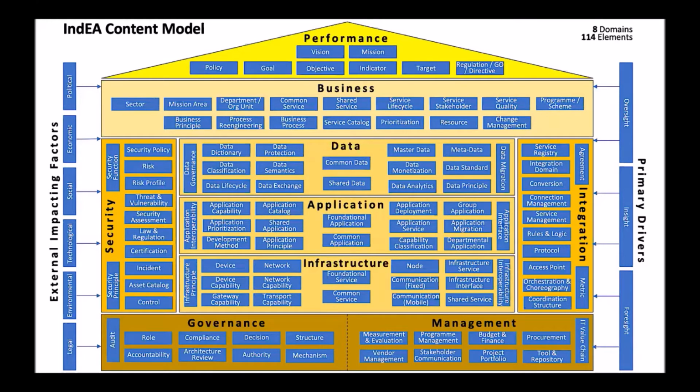Then in the business layer, it could be sectors. Sectors could be business sectors, any mission areas, your departments, your services, common services, shared services, service life cycle, and so on and so forth. So, I don't intend to go through all of the details here, but I think this slide gives an idea of the extent of rigor that is included in each of the 8 domains, covering all the way from performance to business to data to application to infrastructure to security, integration, and governance and management.